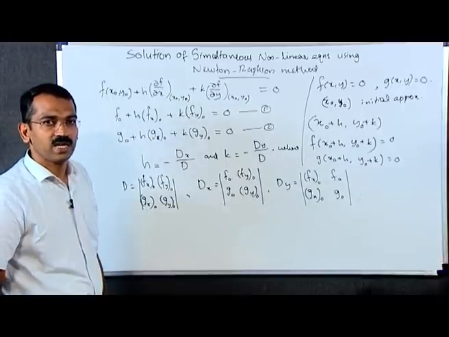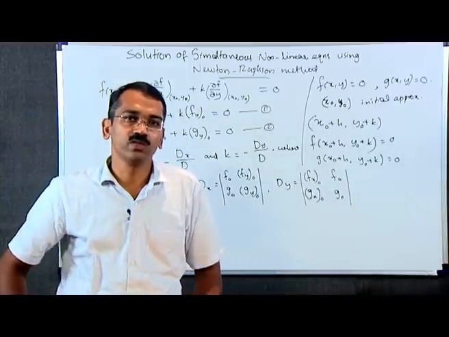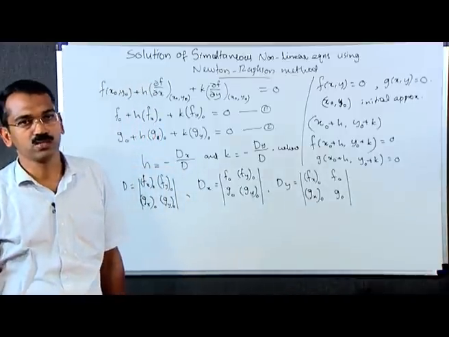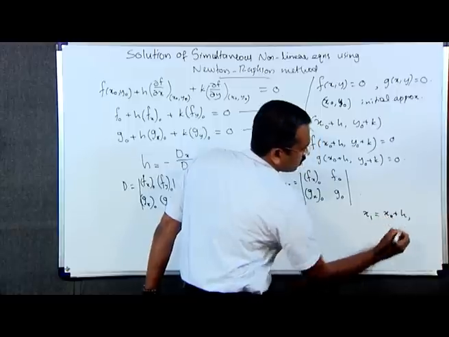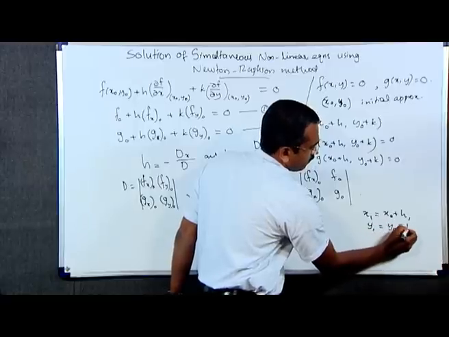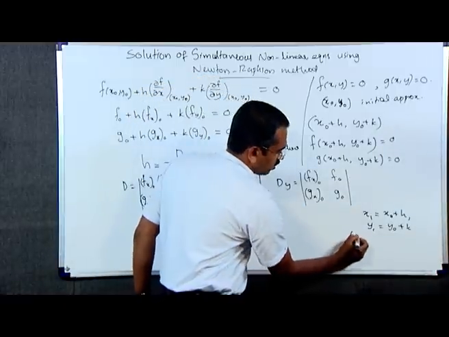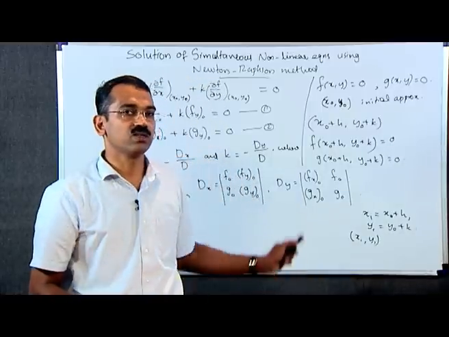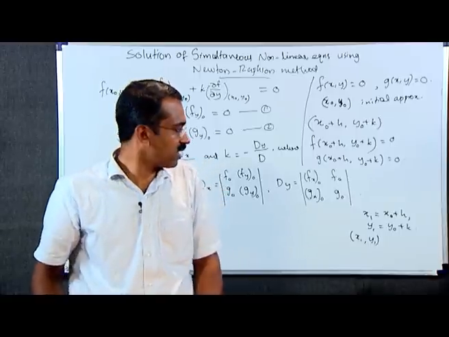The values of h and k obtained are only the approximate values. Using these values of h and k, we get a better approximation for the solution as x1 is equal to x0 plus h and y1 is equal to y0 plus k. By assuming (x1, y1) as initial approximation and repeating the same process, we can obtain the required solutions to the desired accuracy.